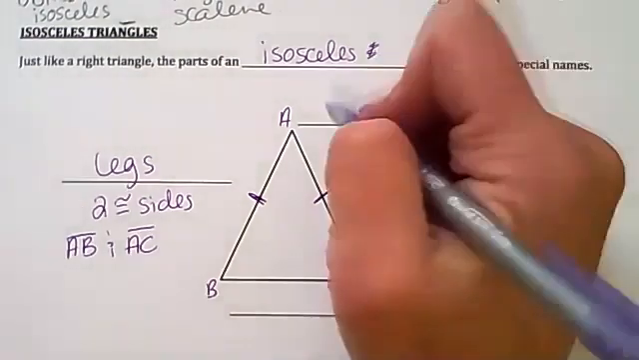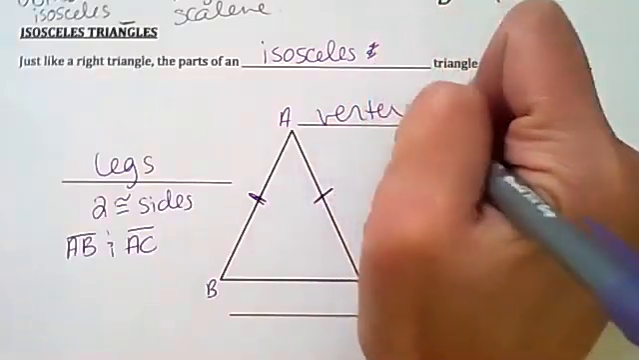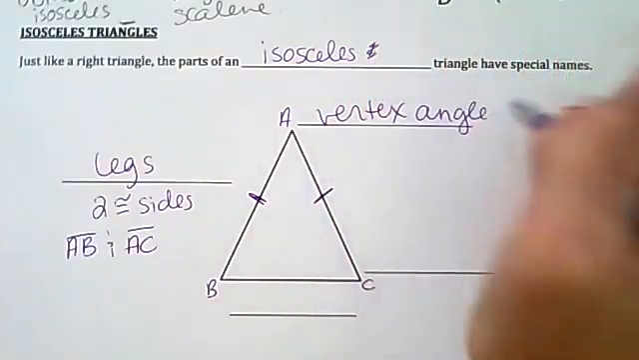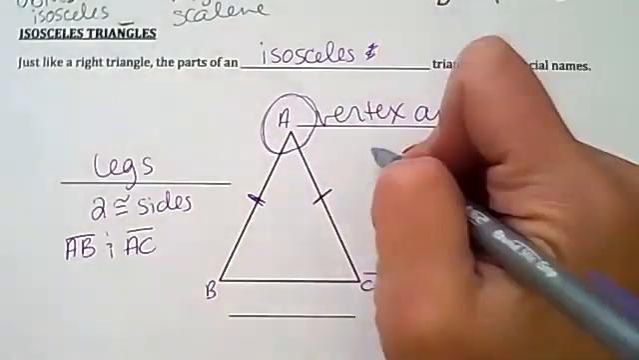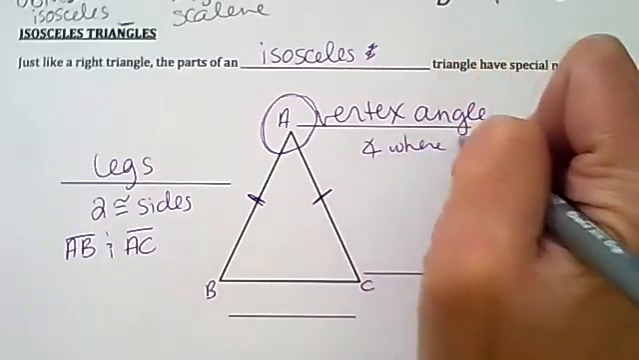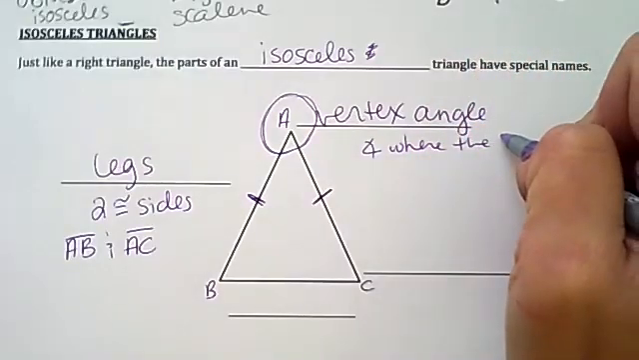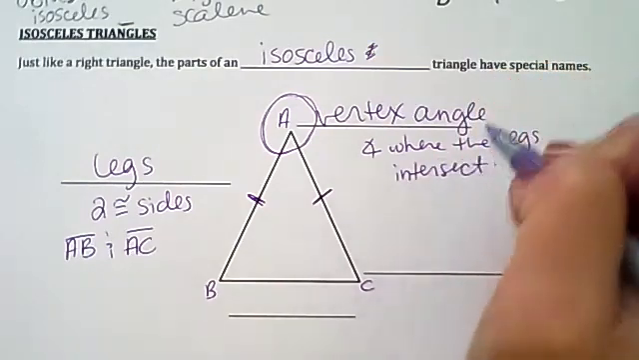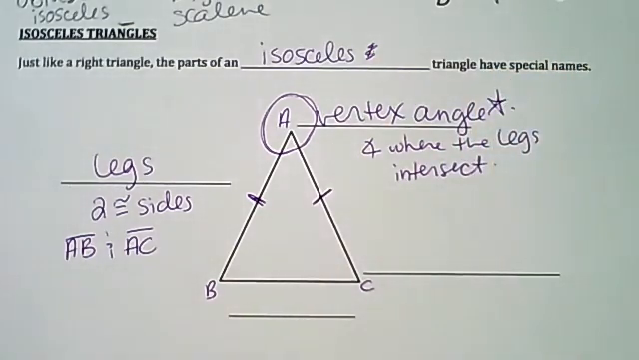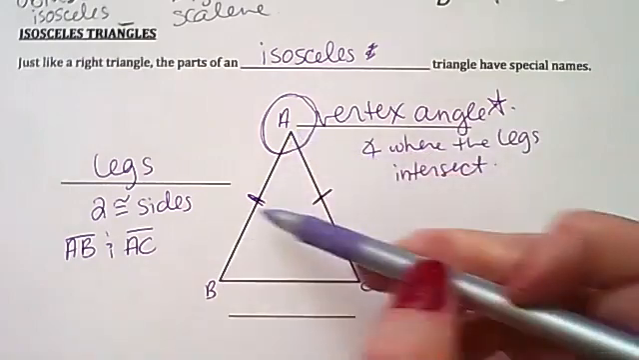The vertex angle. So an isosceles triangle has a vertex angle, which is this right here. It's the angle where the legs intersect. Why this is really important is that in some of the algebra problems, it might say, in this one, angle A is the vertex angle. That tells you which sides of the isosceles triangle are congruent. So the vertex angle is where the two legs intersect.